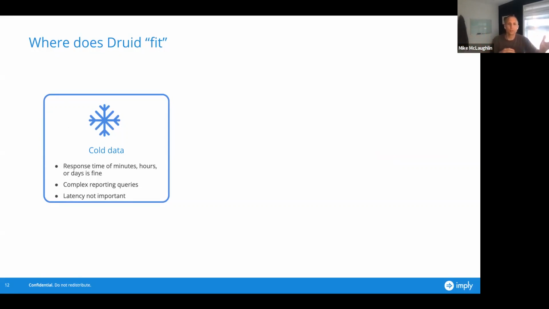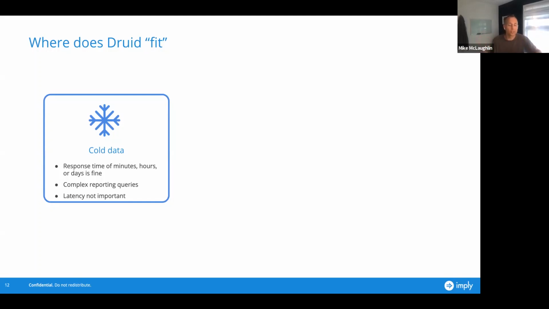And that tells us whether Druid's going to fit or not, in my mind. So I think of cold data, where typically you're okay with the response time being minutes or hours, or even days. It's okay if I get a report back to me in 2 days. There are a lot of use cases like this, and a lot of places where, if you got a response back in an hour, it's okay.